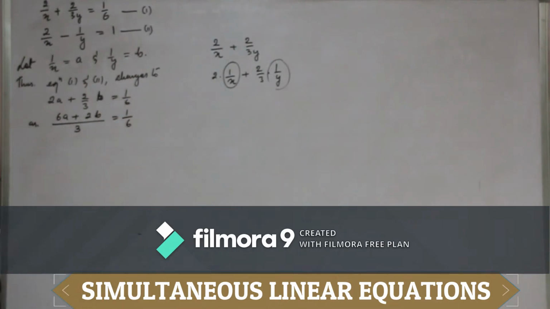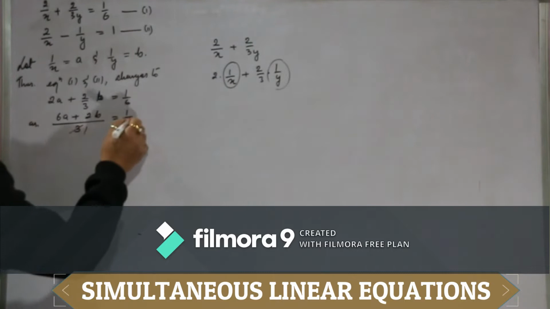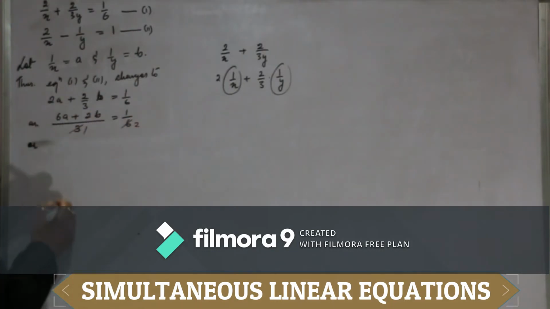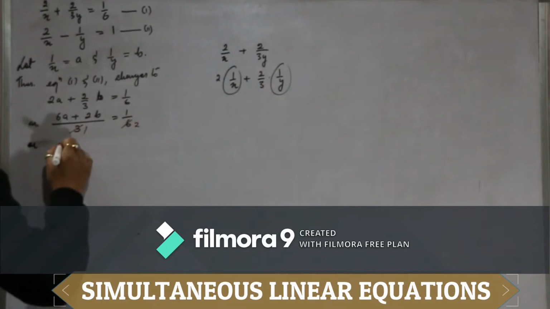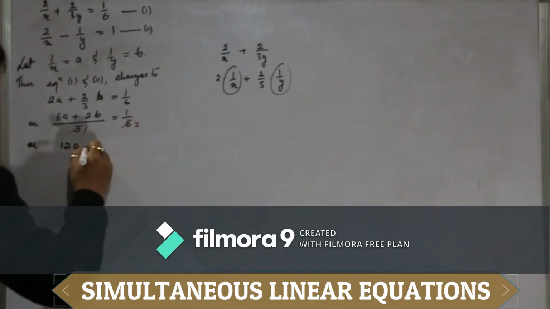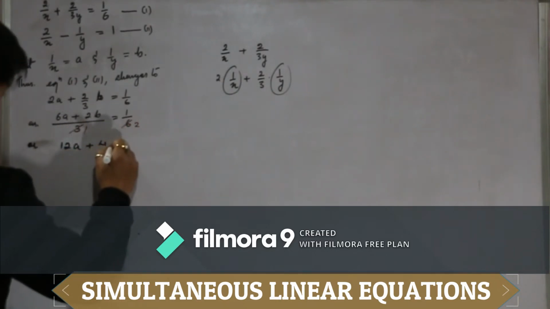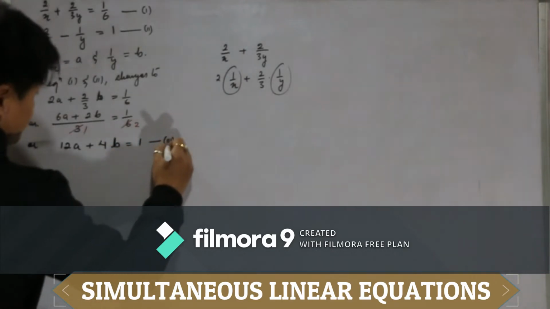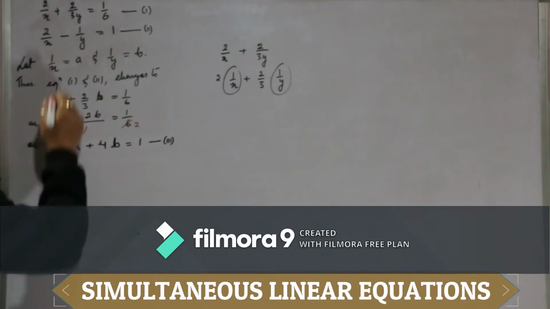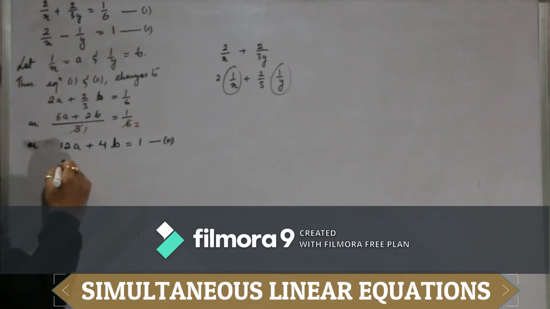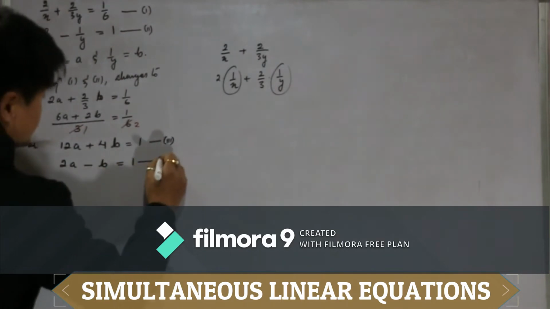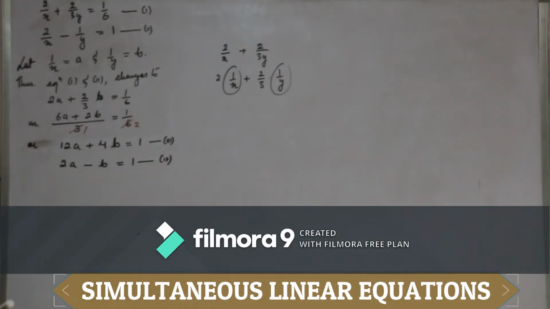If you notice here, these two terms are similar: 3 1 are 3, 3 2 are 6, or by cross multiplication we get 2 6 are 12a plus 2 2 are 4b is equal to 1. This is your equation 3, and here from equation 2 we get 2a minus b equals to 1. This is your equation 4.